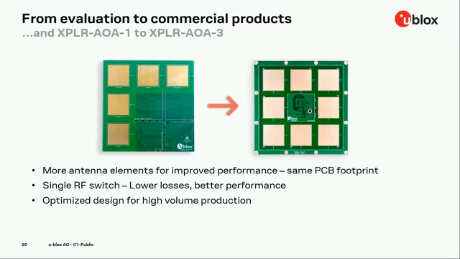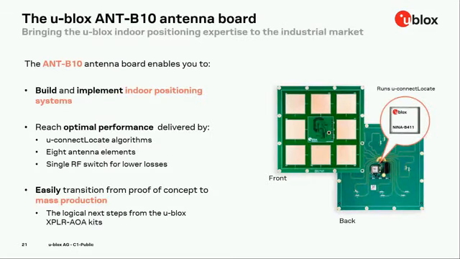So this is no longer an evaluation product. This is a product that goes to mass production and can be purchased by our customers and integrated in a straightforward manner into their end products. And that product is ANB10. It was launched earlier this year. ANB10 is an antenna board that enables you to build and implement indoor positioning systems. By doing that, you reach optimal performance, delivered by what I already mentioned: the u-connectLocate algorithms, the 8 antenna elements and the single RF switch.